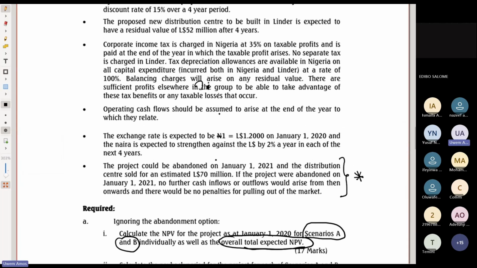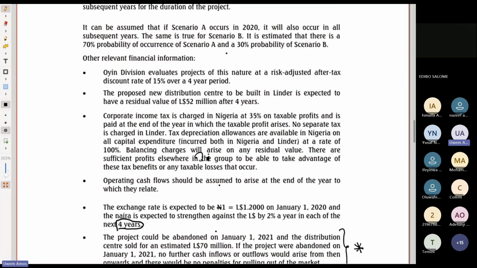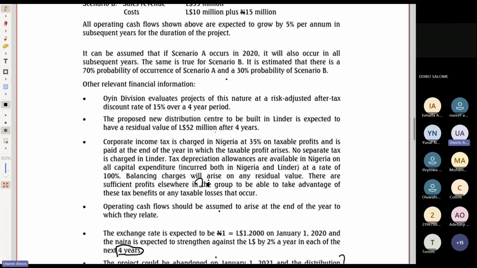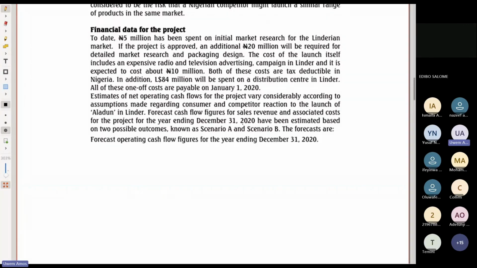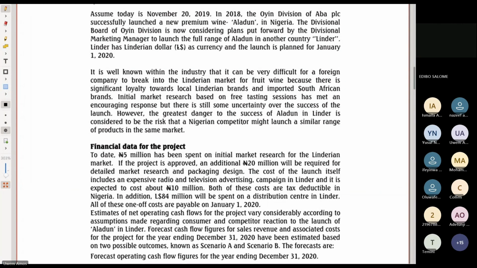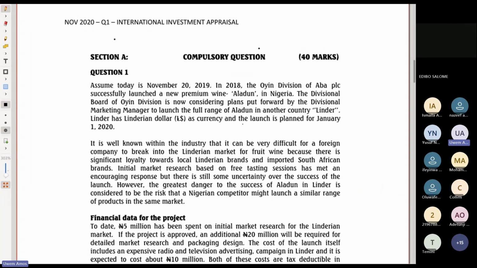Okay, so the question is, the project is for how many years? Right here it tells us 4 years. Our project is for 4 years.